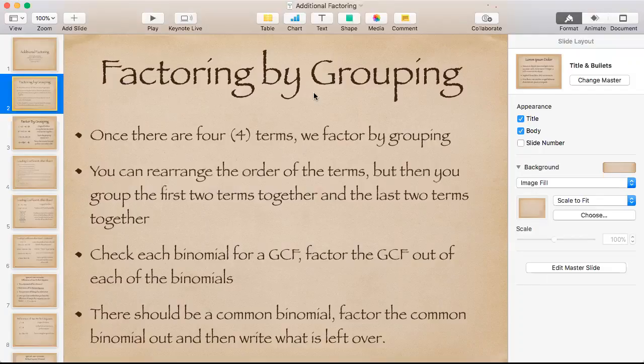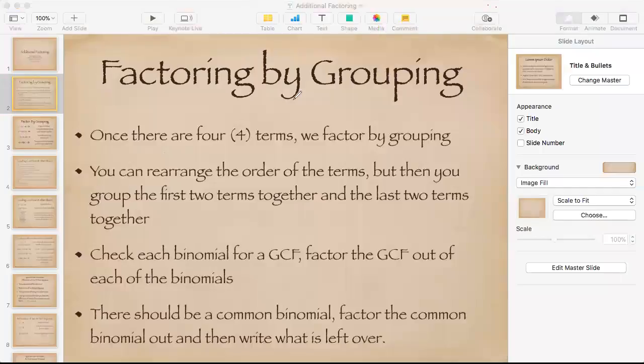So factor by grouping, anytime you see 4 terms, you're going to want to use the factor by grouping method. You can arrange the terms in any order that you want. So if you're looking at a polynomial that has 4 terms, you can move things around so that it's easier for you to factor. But it really shouldn't matter which order they're in. You can factor both sets of binomials and you should end up with the same answer no matter which order.